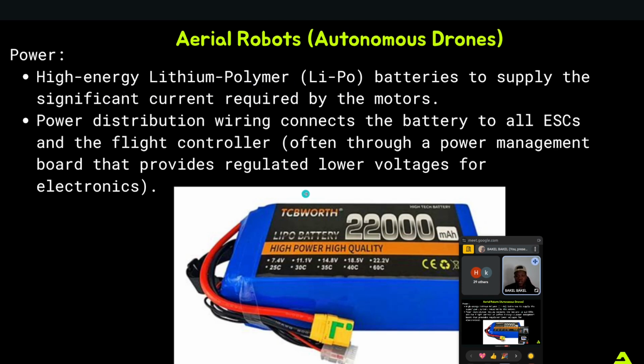Now for power we use high energy lithium polymer batteries. These are similar to the ones on the robot dog, but the one on the robot dog is usually far bigger. This particular one has more emphasis on current, because the motors are low voltage, but they need a lot of current to generate that thrust. So this kind of battery focuses more on current than on voltage.